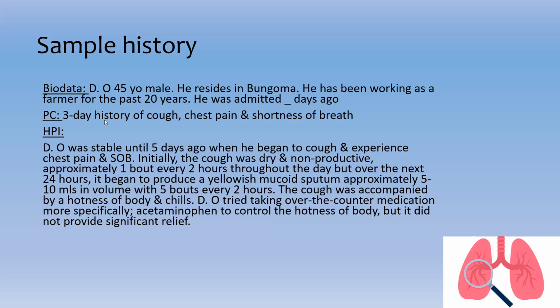They presented with a 3-day history of cough, chest pain, and shortness of breath. So there are presenting complaints, and there's also a timeline for these presenting complaints. It was almost around the same time, which was 3 days ago. So this patient was stable until 5 days ago, and then the patient began to experience things like cough, chest pain, and shortness of breath.